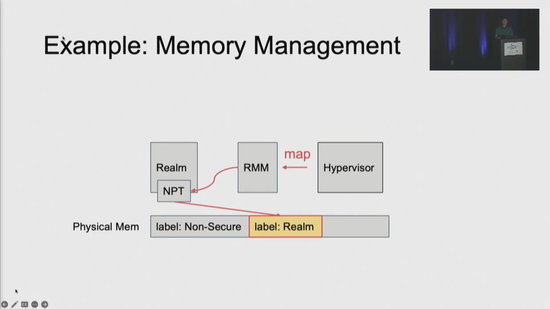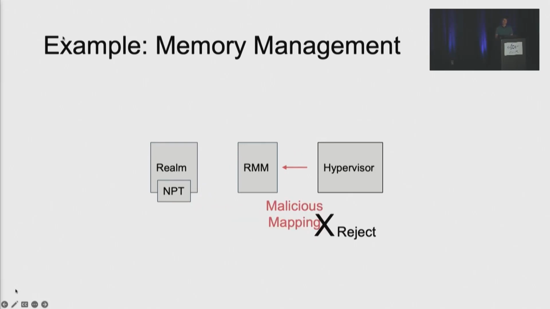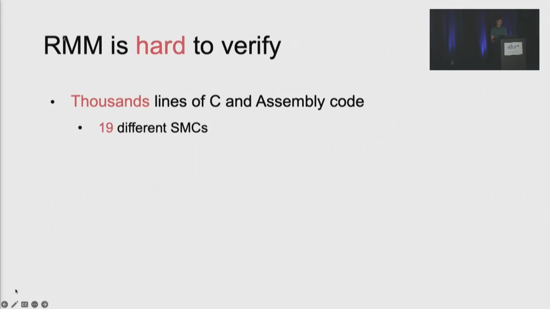RMM will then map the page to the nested page table of the realm. The nested page table is used to guarantee memory isolation for different realms. However, if the hypervisor maps a non-secure page to a realm so that the hypervisor can access the page later, RMM will reject this command. Although RMM is designed to be minimal, it still involves thousands of lines of code to support all realm management services.